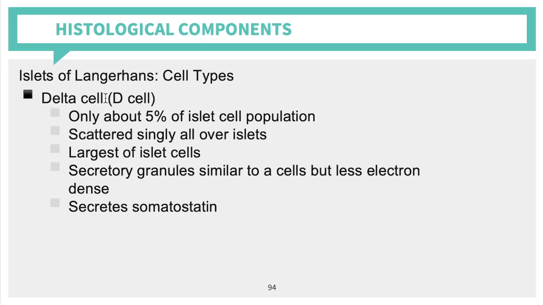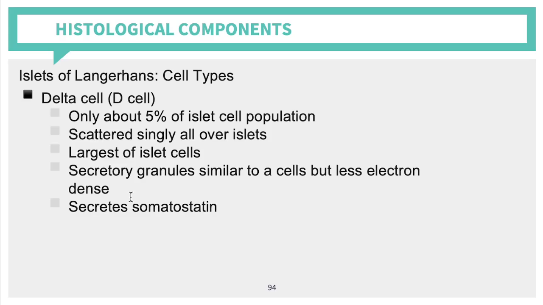Next, you have your delta cells. Your delta cells are only about 5% of the islet cell population. Scattered singly all over the islets and the largest of the islet cells. So, they are bigger. You all know that's going to be your delta cells. And what will be the function of your delta cells? Secretes your somatostatin. Remember, somatostatin is inhibitory in nature. That's its job. It inhibits glucagon, it inhibits insulin. It has many more things to inhibit.